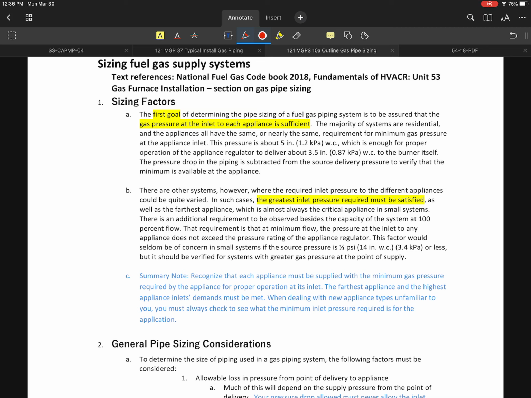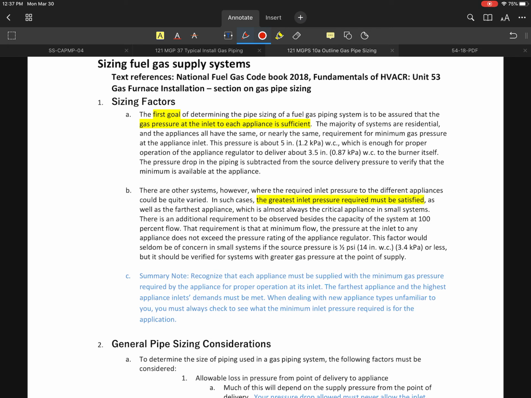The majority of my systems being residential, they generally have almost all the same requirements. It's really unusual to see appliances that would have other inlet pressure requirements that are varied by much more than maybe an inch of water column. And I'll do an example here coming up shortly. So part of that, let me go back to this.